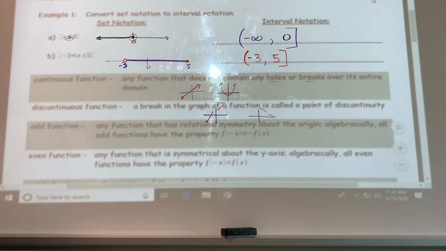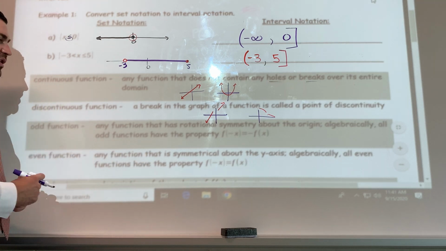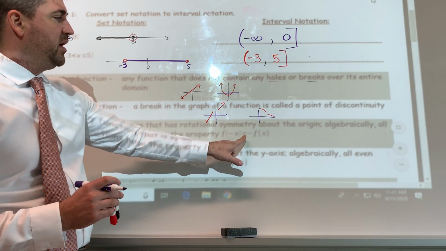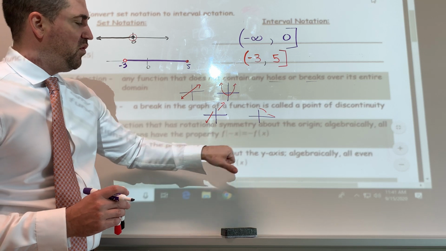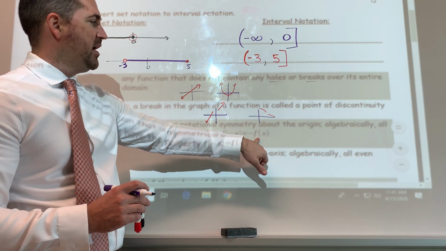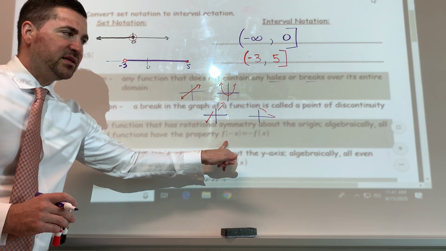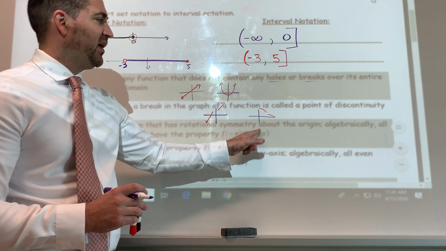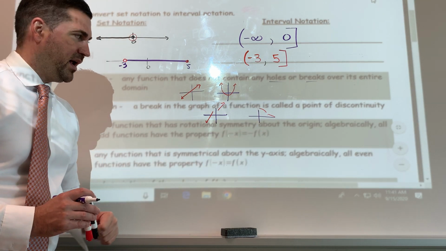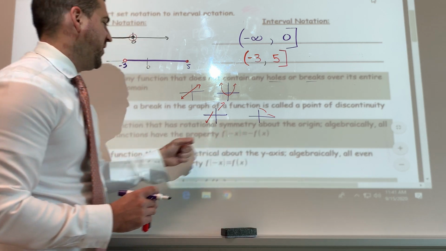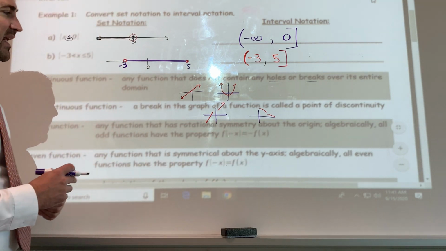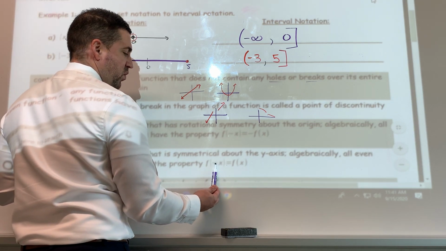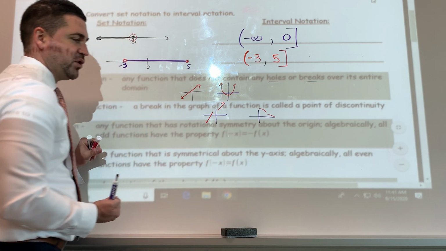Okay, odd function, I'm going to show you with an example. An odd function is where, if you reflect it over the x-axis and you reflect it over the y-axis, the graphs are exactly the same. Okay, so we're going to go through some of these. So if you reflect it over the x and reflect it over the y and the graph is exactly the same, we call that an odd function. Okay, an even function is when the reflection over the y-axis is the same as the original function.